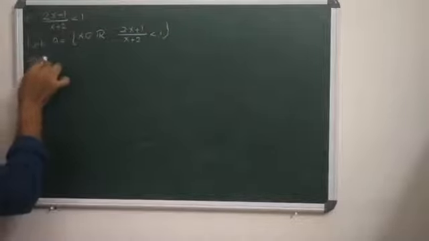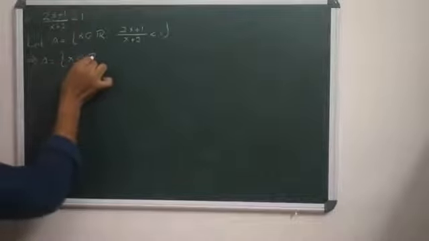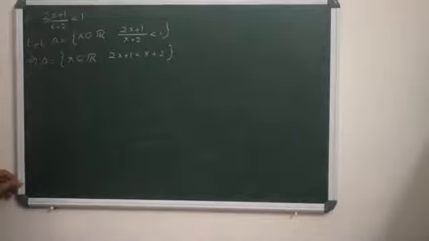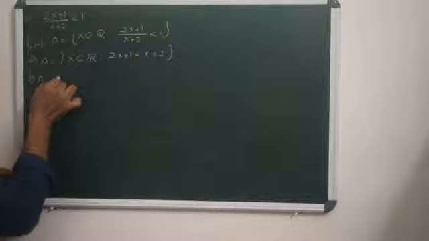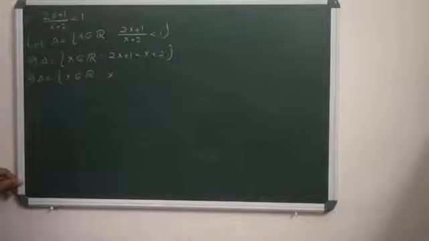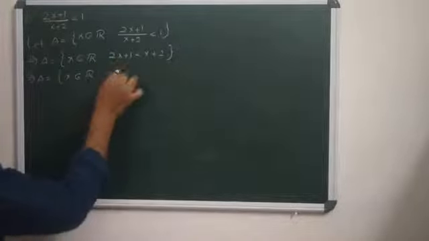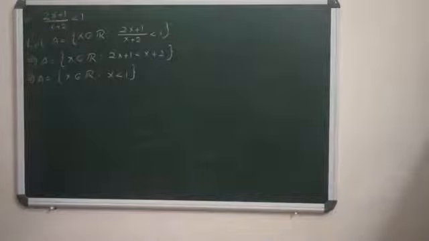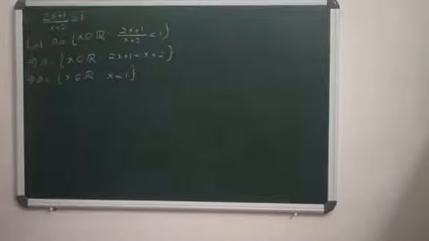That means A equals the set of all x in R such that 2x plus 1 is less than x plus 2, means bring x to the left side. What you get? It is 2x minus x, x less than 2 minus 1, means the set of all x in R such that x is less than 1.